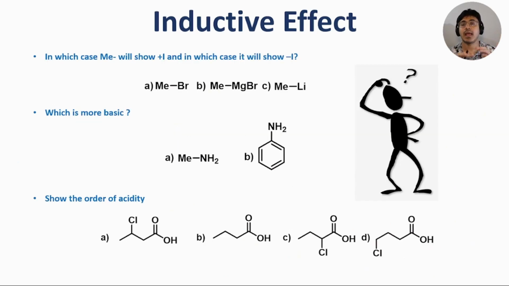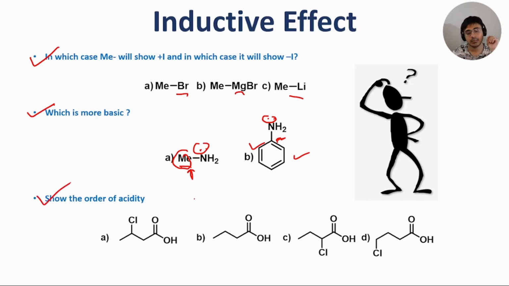Now before leaving, I will give you three questions to think about. First, in which case will the methyl show the plus I effect? Just check the attaching atom, find the electronegativity and electropositivity with respect to carbon, and get the answer. Second, which is more basic here, MeNH2 or aniline? The same concept as in the example with ammonia and MeNH2. Here also, think about the availability of the lone pair with respect to the plus I or minus I effect of the methyl or phenyl group. Also think about the hybridization of the attaching carbon, that will also help here.